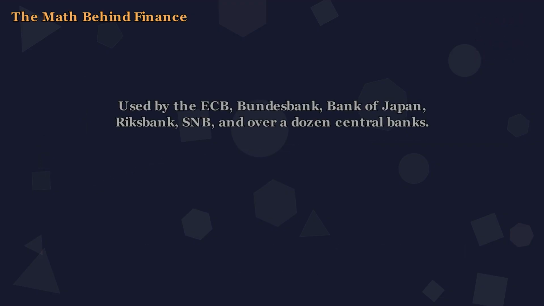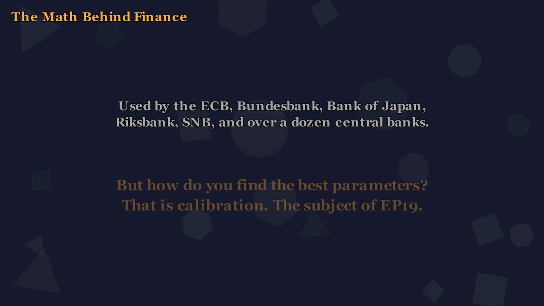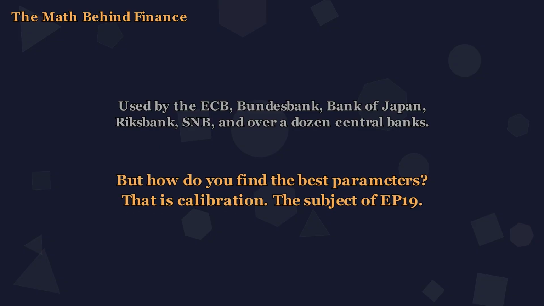This model is not just academic. The European Central Bank, the Bundesbank, the Bank of Japan, the Riksbank, the Swiss National Bank, and over a dozen central banks worldwide use Nelson-Siegel or its Svensson extension as their official yield curve fitting method. But there is one question we have not answered. How do you choose the best values of beta 0, beta 1, beta 2, and lambda to match real market data? That is the problem of calibration, and it will be the subject of episode 19.